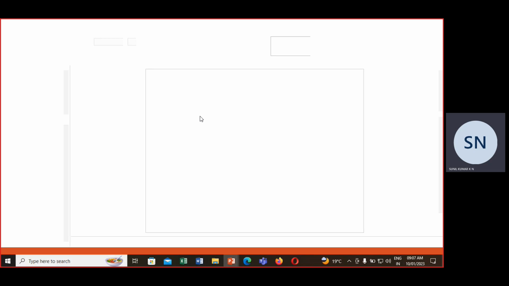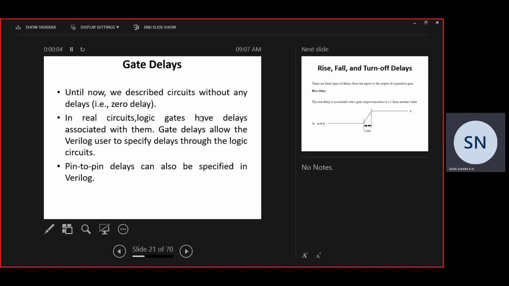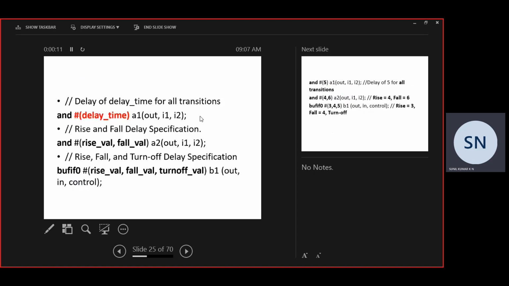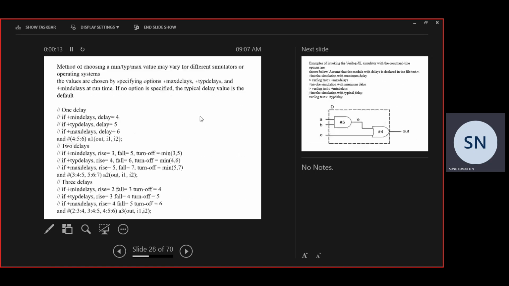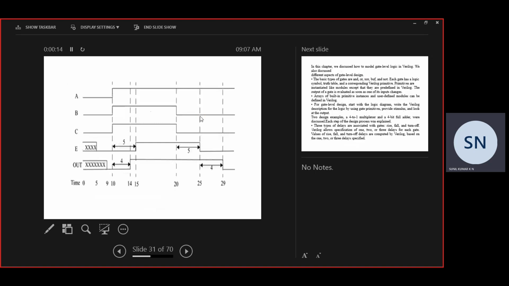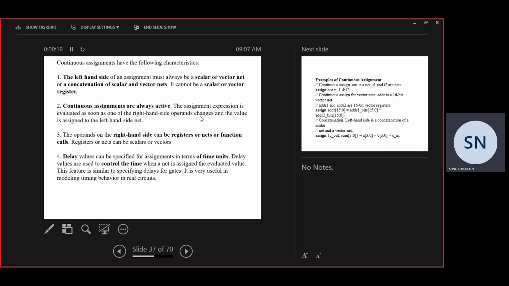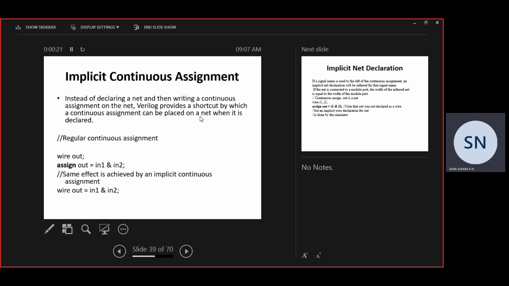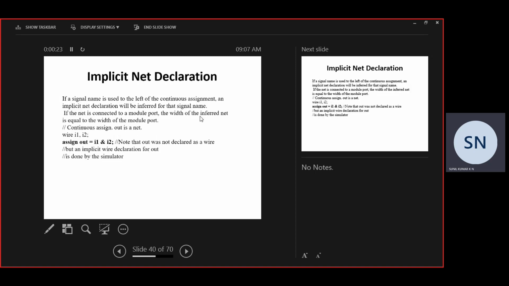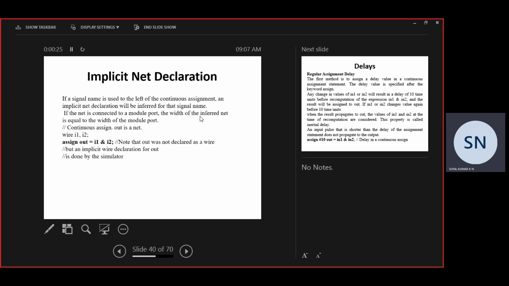So in the last class, we discussed the data flow operators. So what are the different types of delays that you can expect in data flow modeling? First thing is continuous assignment delay, that is regular assignment delay, then implicit continuous assignment delay as well as the implicit net declaration delay.